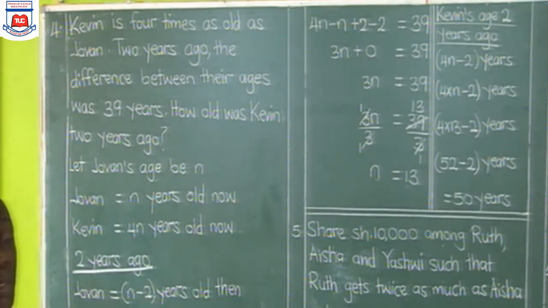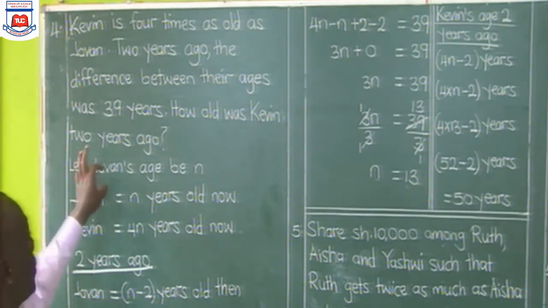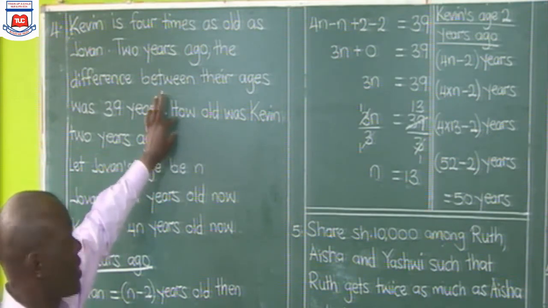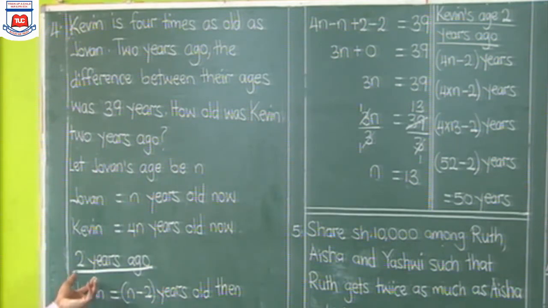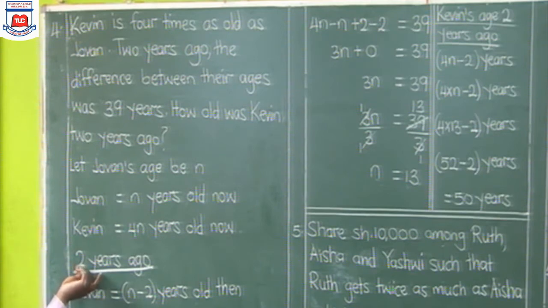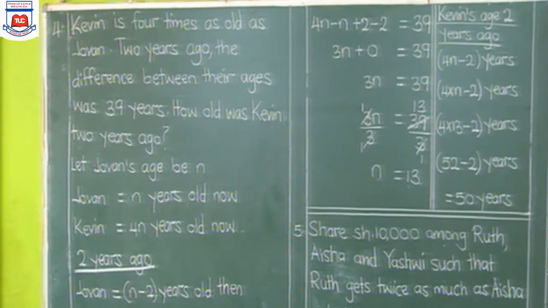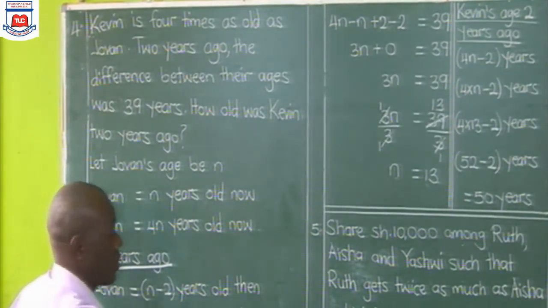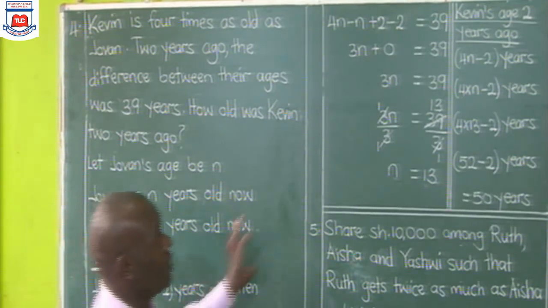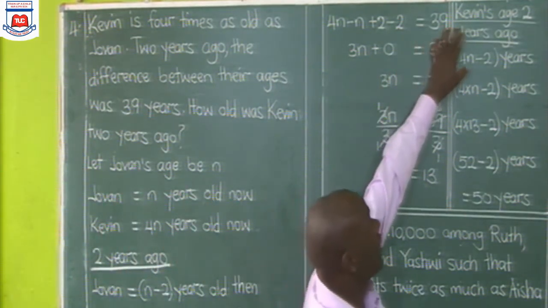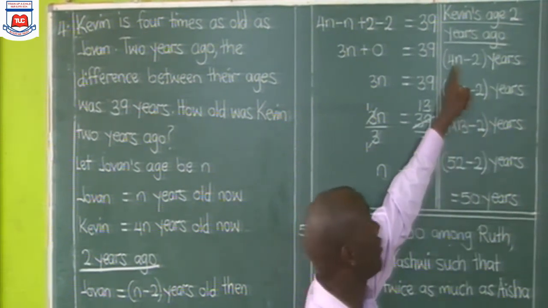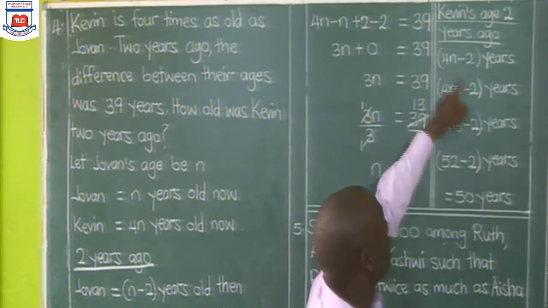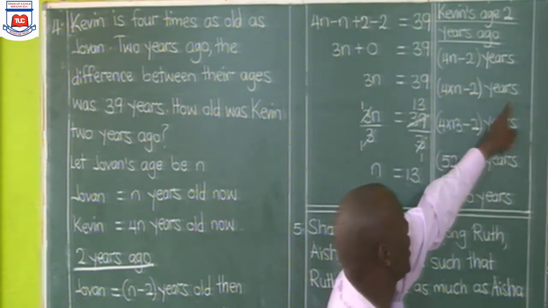After getting the value of n, or the unknown described, you read the question to substitute and answer accordingly. How old was Kevin 2 years ago? You go to the 2-year time information here and look for Kevin. Kevin 2 years ago was 4n minus 2 years old then. Then you write that thing or transfer it here. Kevin's age 2 years ago, we have got it from the formation as 4n minus 2 years. Expand 4n as 4 times n, then minus 2 years.